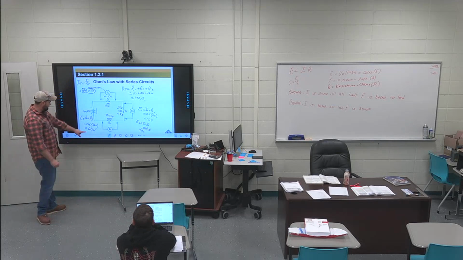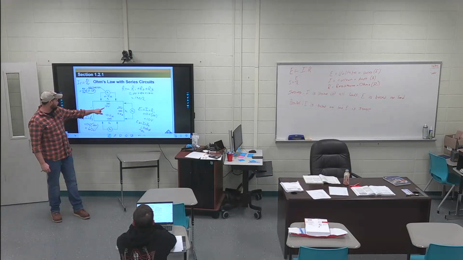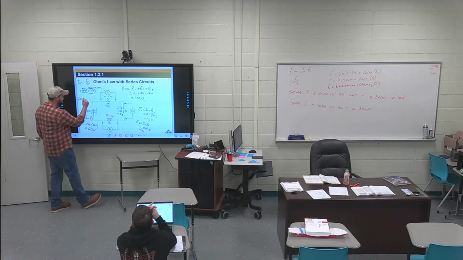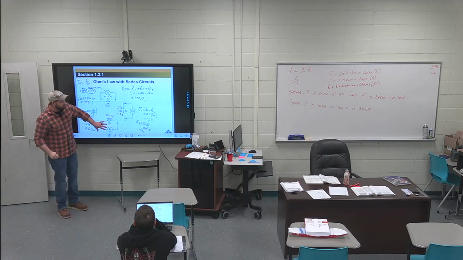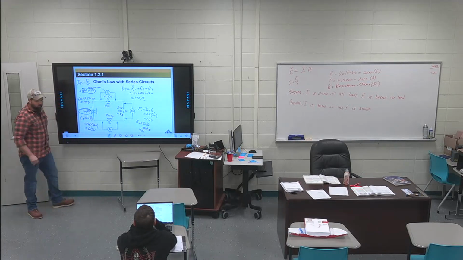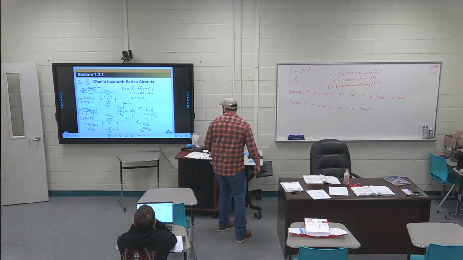And then see what I said about what's 60 plus 25 plus 10? 95. 60 plus 25 plus 10 is equal to 95 volts. So I dropped all of my voltage across a series circuit, and I end up with my voltage total. Getting there? I know it's a lot.